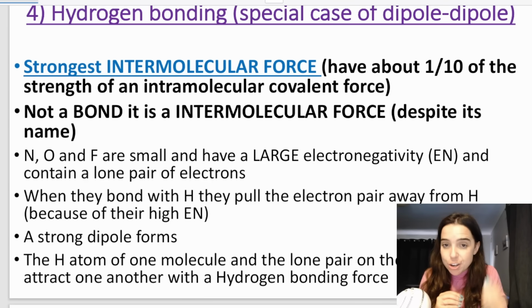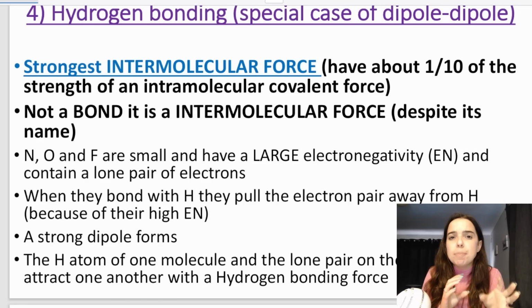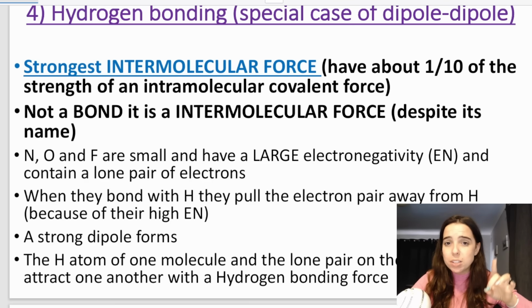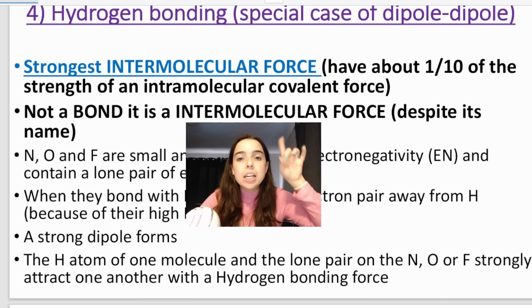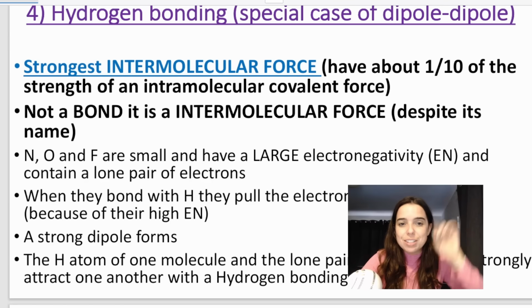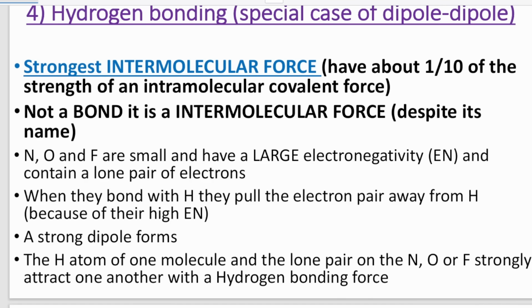If you're comparing hydrogen bonding to something that exists with non-polar molecules, which we'll discuss in a bit, they're called London forces, hydrogen bonding wins. Okay, very important. It is an intermolecular force, despite its name, and it's got to do with the large difference in electronegativities. That is why hydrogen bonding is so strong.